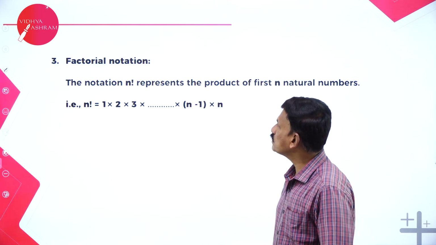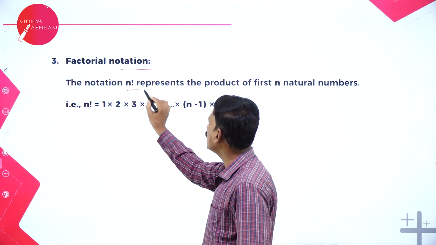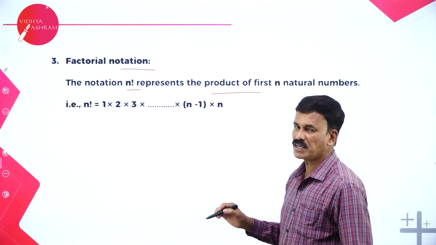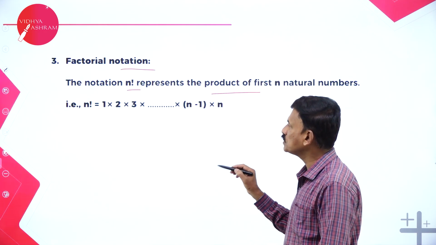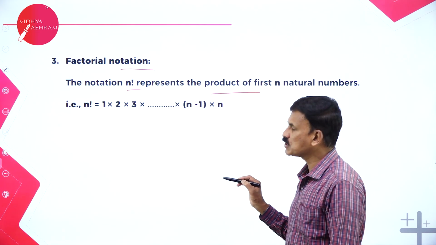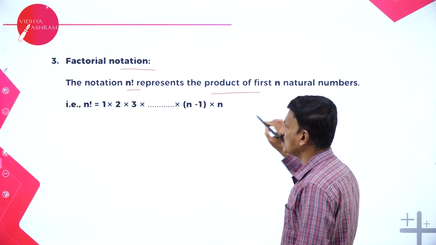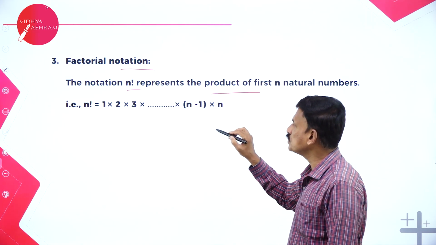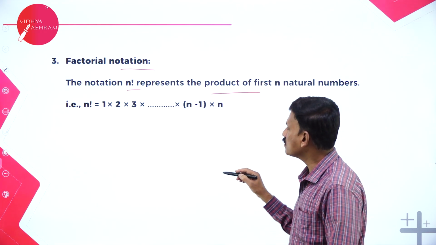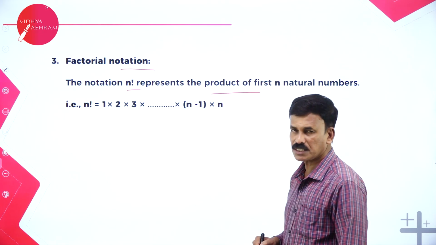Now, the next concept is the factorial notation. The notation n factorial represents the product of the first n natural numbers. N factorial is equal to 1 into 2 into 3 into 4, etc., n minus 1 into n. We can also write it like this: n into n minus 1, n minus 2, n minus 3, etc.